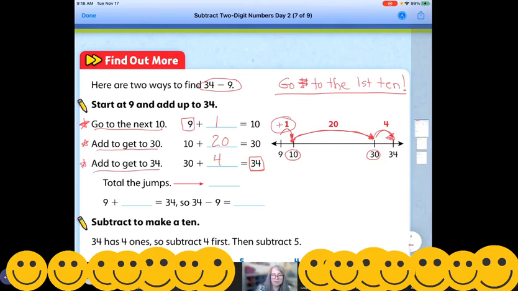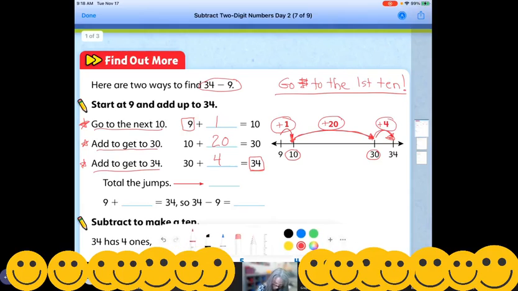As I explained, we need to now find the total of all our jumps. We added 1 plus 20 plus 4. I want you with your pencil, I'm going to get a different color.